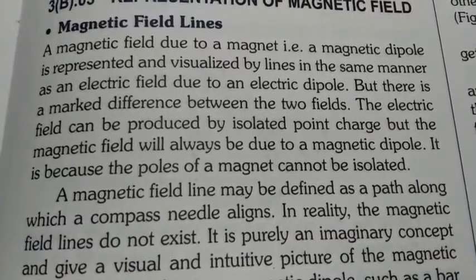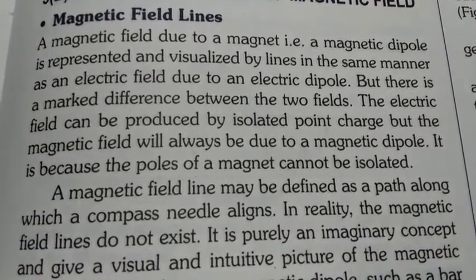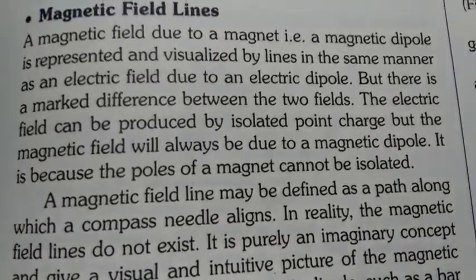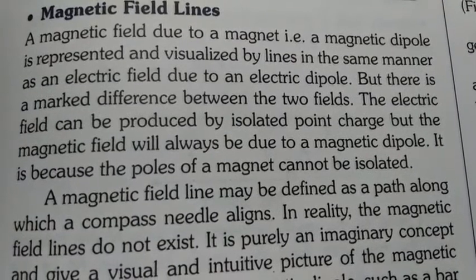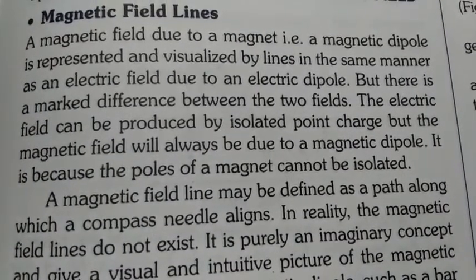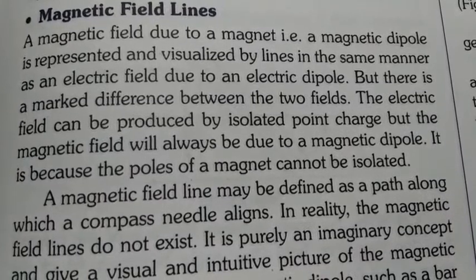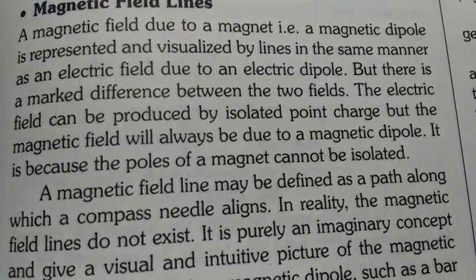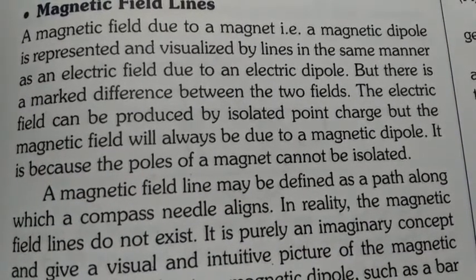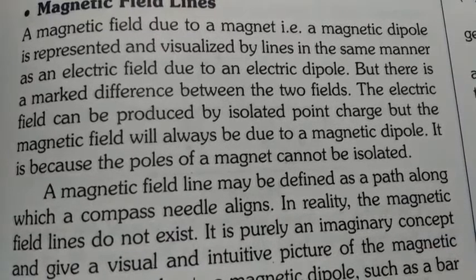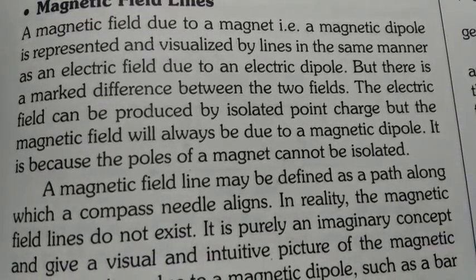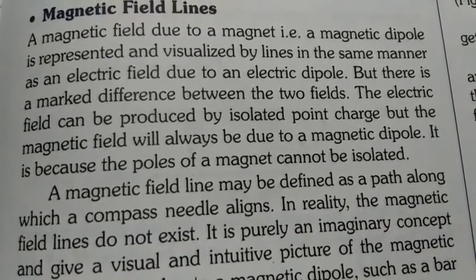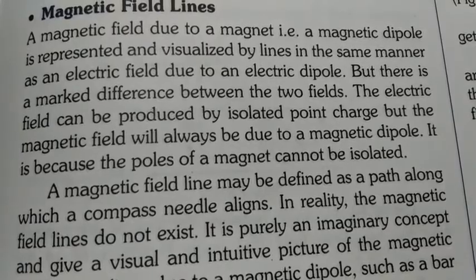Now let's discuss magnetic field lines. So magnetic field lines are imaginary lines. First of all, they actually do not exist. A magnetic field due to a magnet, that is a magnetic dipole, is represented and visualized by lines in the same manner as an electric field due to an electric dipole. But there is a marked difference between the two fields. The electric field can be produced by an isolated point charge, but the magnetic field will always be due to a magnetic dipole. It is because the poles of a magnet cannot be isolated.